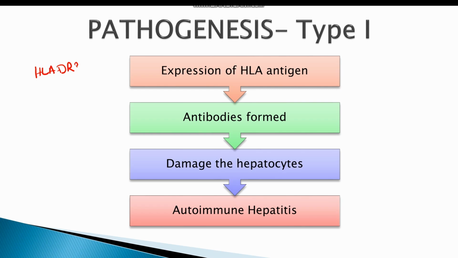So HLA DR3 and DR4 play a major role in type 1 autoimmune hepatitis. HLA antigens are expressed on the surface of hepatocytes, and the antibodies are formed against these HLA antigens, resulting in damage to hepatocytes, causing necrosis and autoimmune hepatitis.